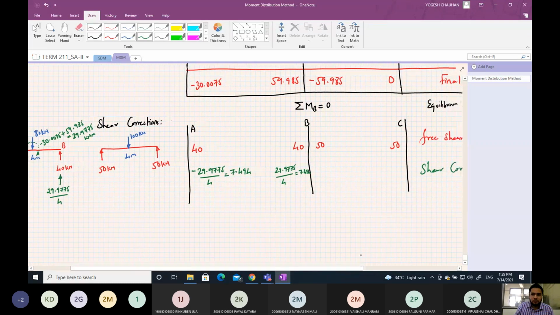Similarly, on this side, the unbalanced moment is minus 59.985. That means we have an anti-clockwise moment on this span, which is 59.985 anti-clockwise. This tries to rotate the beam in the anti-clockwise direction. So the reactions will form a clockwise couple like this. So this couple will resist the anti-clockwise moment.